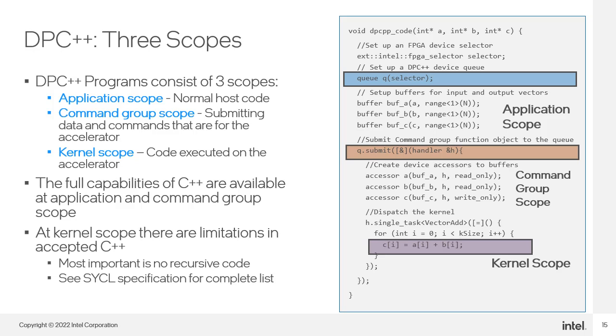This scope signals to the compiler that the operation will soon be handed off to the acceleration device for execution. All the capabilities of C++ are supported in the command scope. The final scope is the kernel scope, which is kicked off within the command group scope. This scope is kicked off using the kernel dispatch command. In this example, we have a kernel dispatch command, single task, sent to an FPGA accelerator previously selected. Note that not all C++ capabilities are supported in the kernel scope. For instance, recursive code cannot be executed on the kernel. For a comprehensive list of the restrictions with C++, do well to check out the SYCL specification.